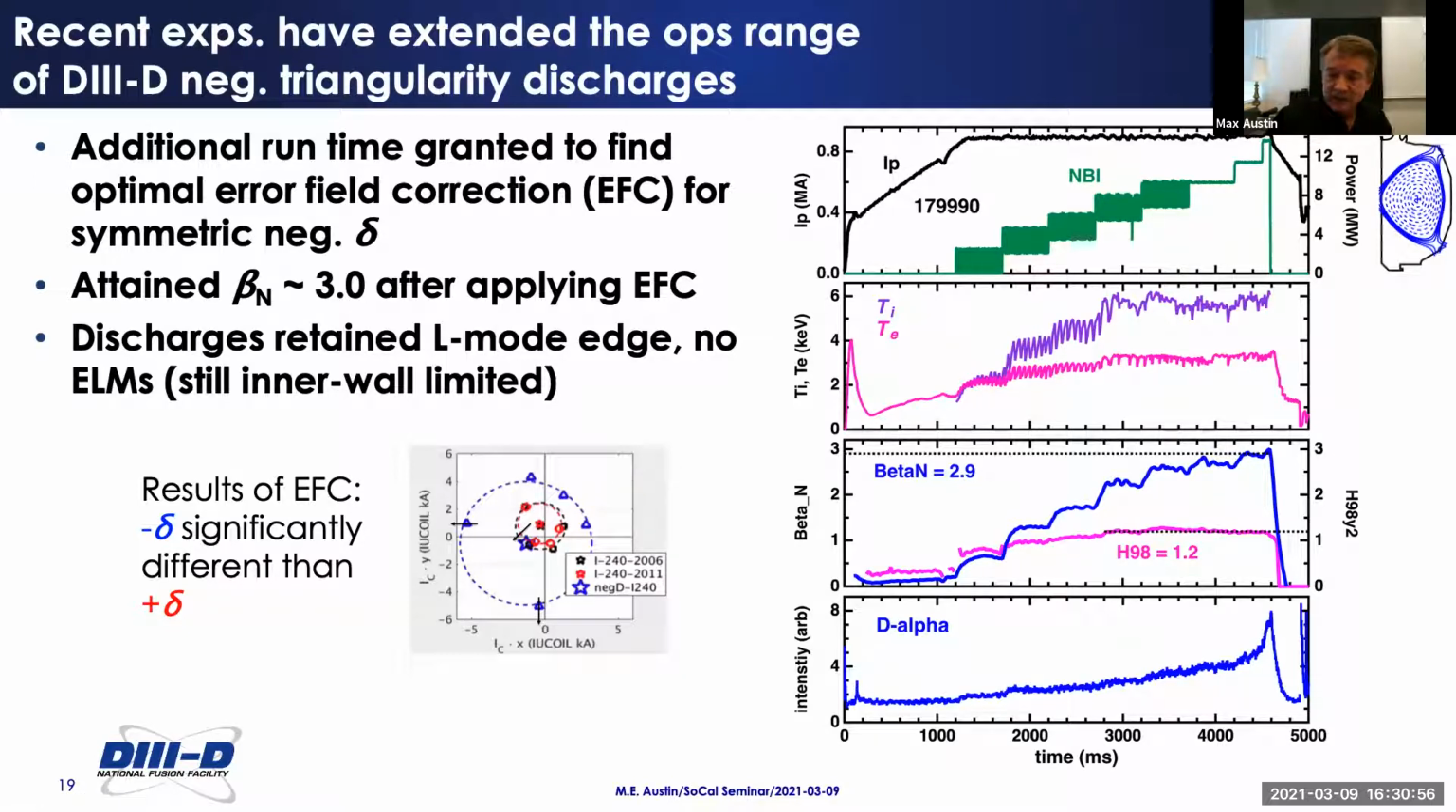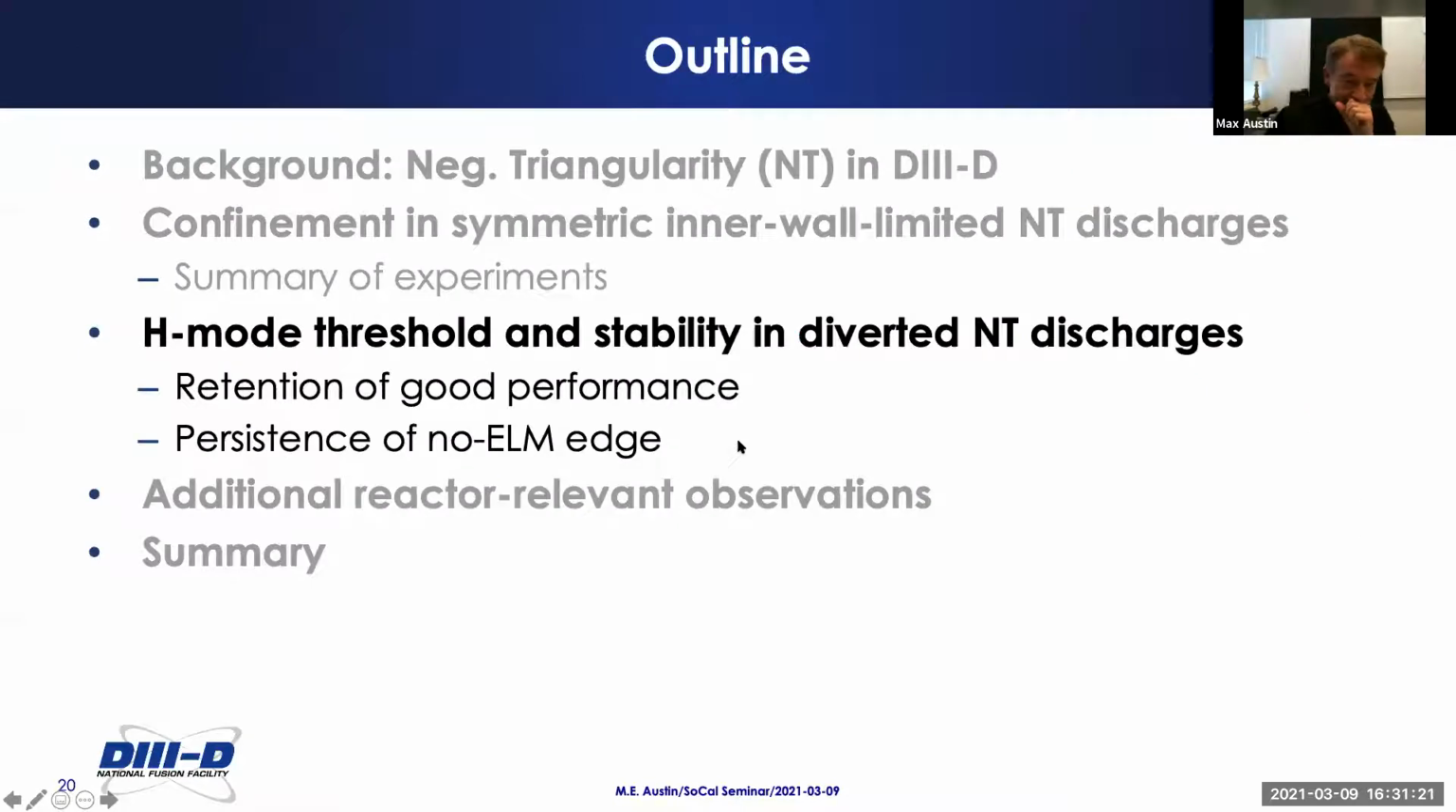And the result of this is that we got a 5% improvement in performance, and this is where we finally are sneaking up on this magic beta N of 3. You notice here, in this shot, we go up to 13 megawatts of neutral beam power, plus we have some ECH, and we still have no H mode transition and no ELMs. Okay, now moving on to diverted negative triangularity discharges.